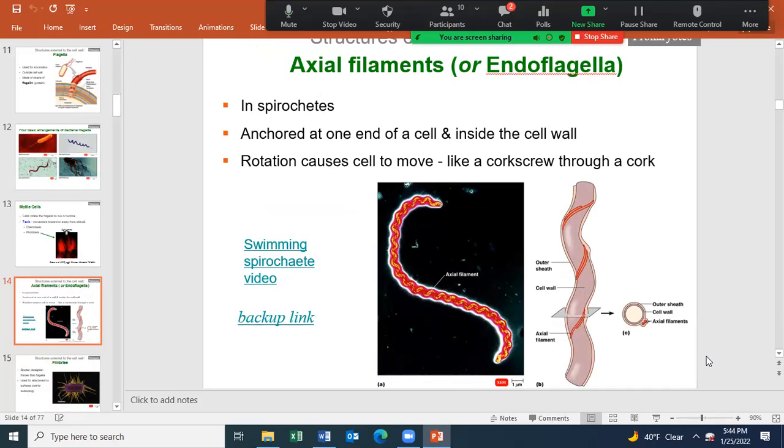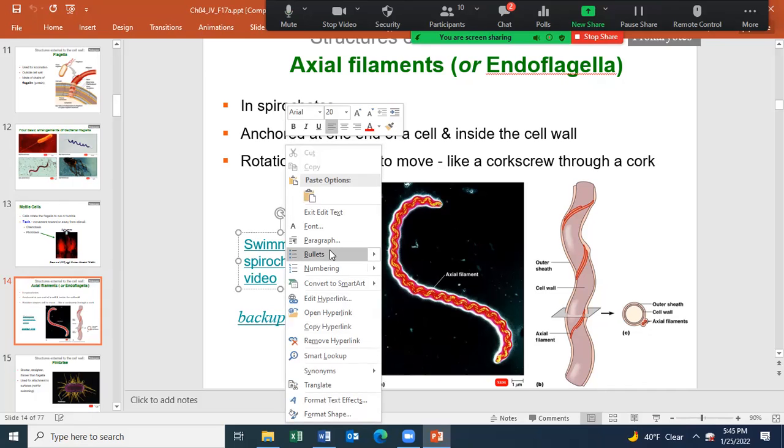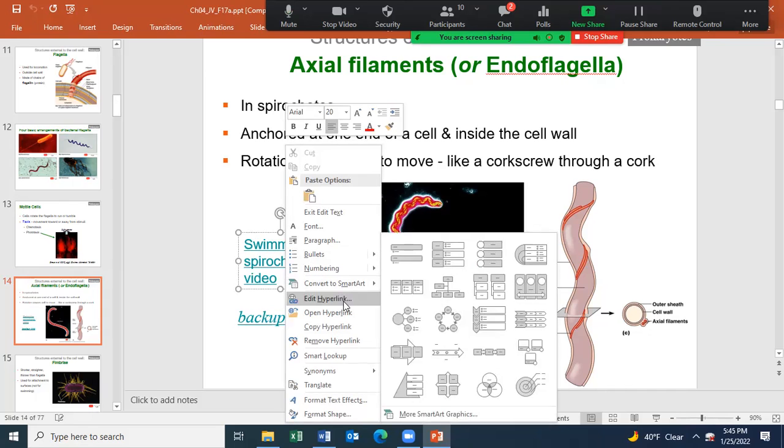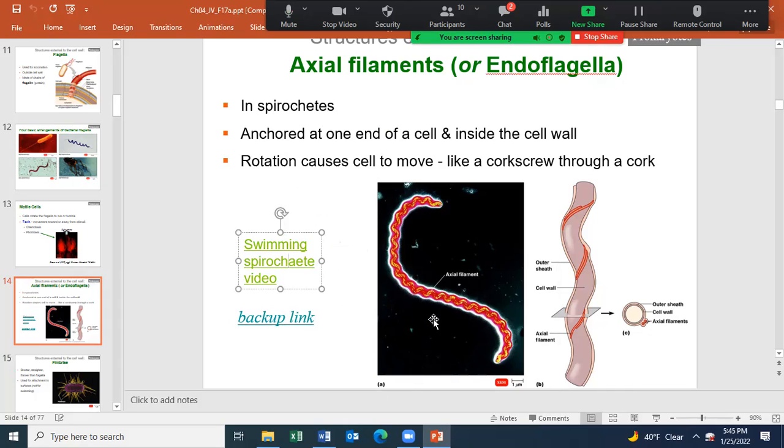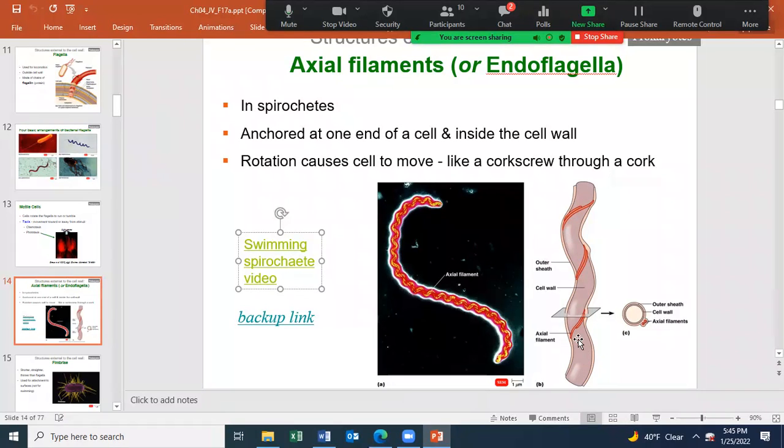A structure that we find in some cells is called the axial filament or the endoflagella. It is a flagella, but it's inside the cell wall. And you only find it in spirochetes. So here, when we look at the cell, we can see that the flagella is wrapped around the cell.